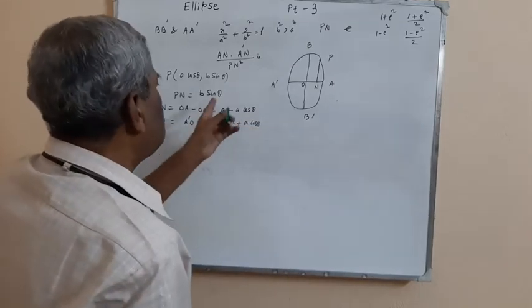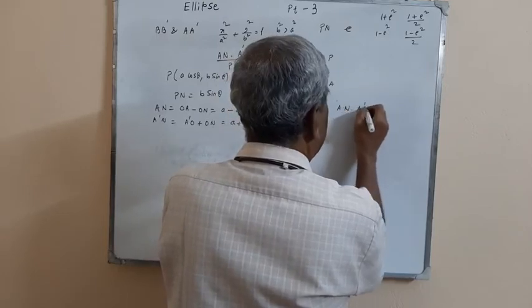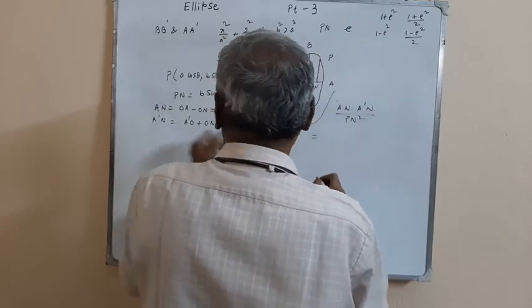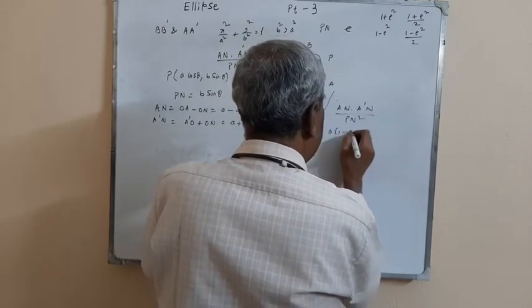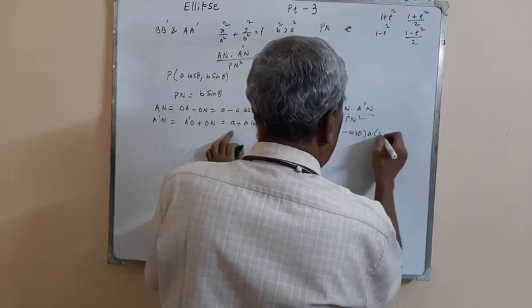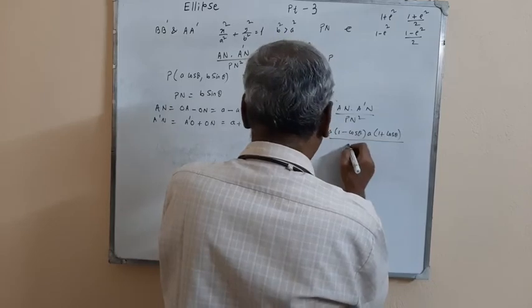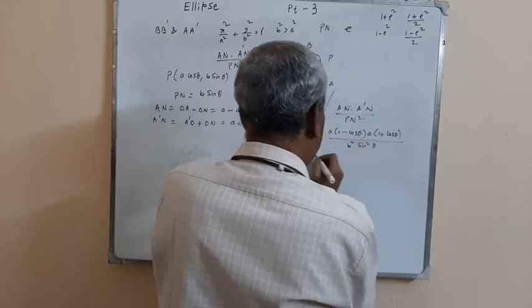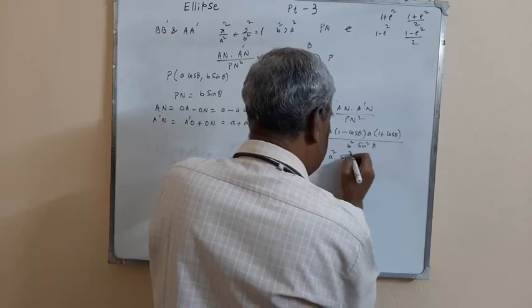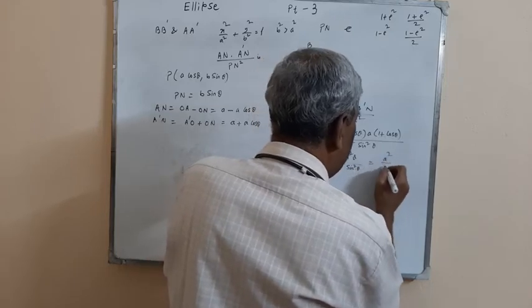Now putting all these things here, AN into A dash N by PN square is equal to a into 1 minus cos theta, A dash N is a into 1 plus cos theta, by PN square. PN is b sin theta, so b square sin square theta. Together a square times 1 minus cos square theta, that is sin square theta, by b square sin square theta. So it is equal to a square by b square.